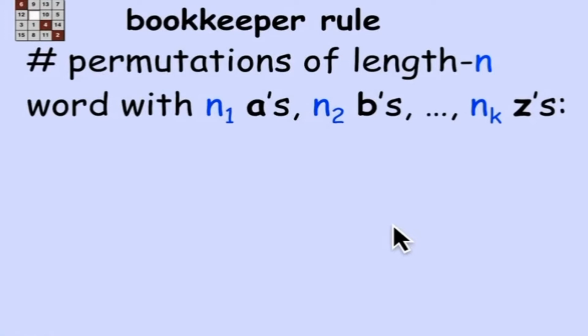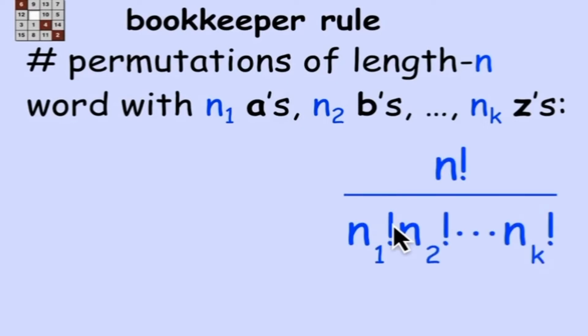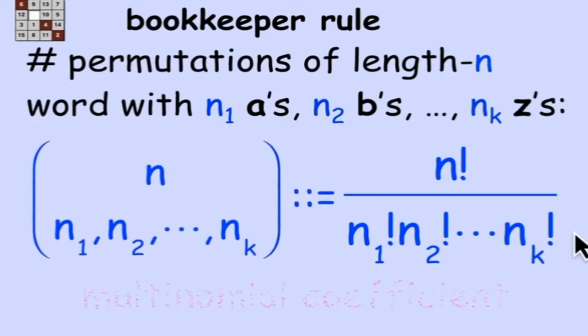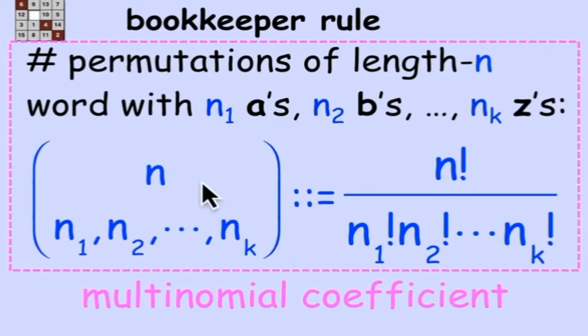More generally, by the same reasoning, if I look at a sequence of n letters, of which n1 are A's and n2 are B's up through nk are Z's, then the number of permutations of those letters with the repeated A's, B's, and Z's is n factorial divided by n1 factorial times n2 factorial through nk factorial. And this formula occurs so often that it has a name. It's called a multinomial coefficient. There's a name for it written in this format, n over n1, n2 through nk.